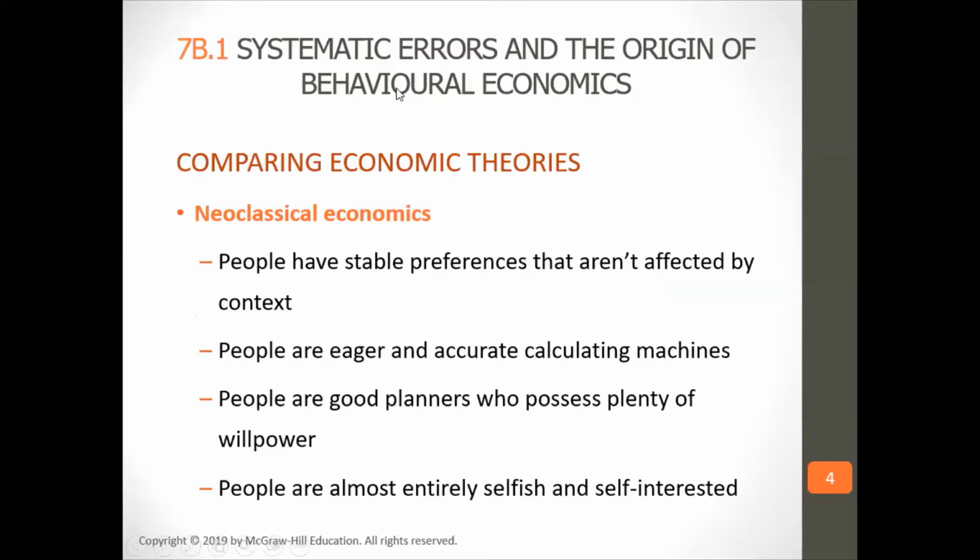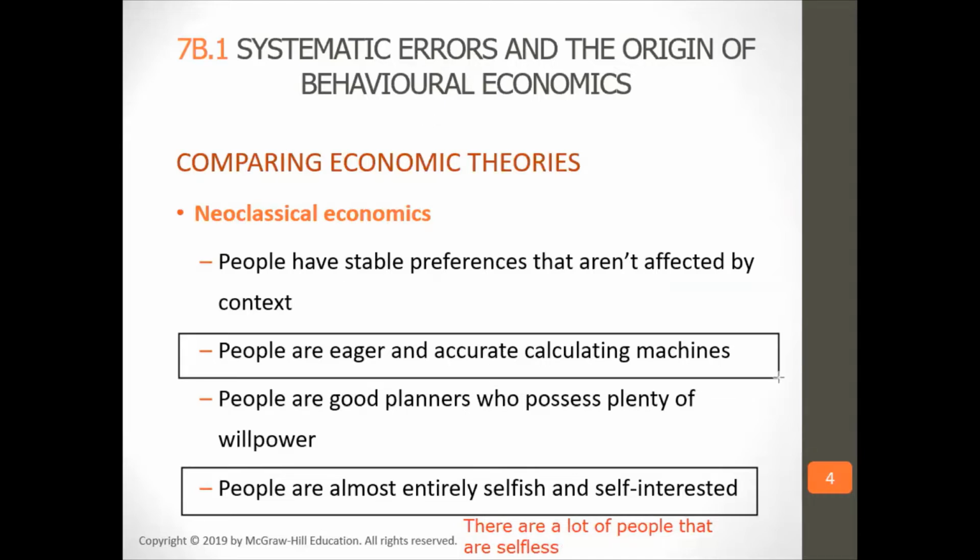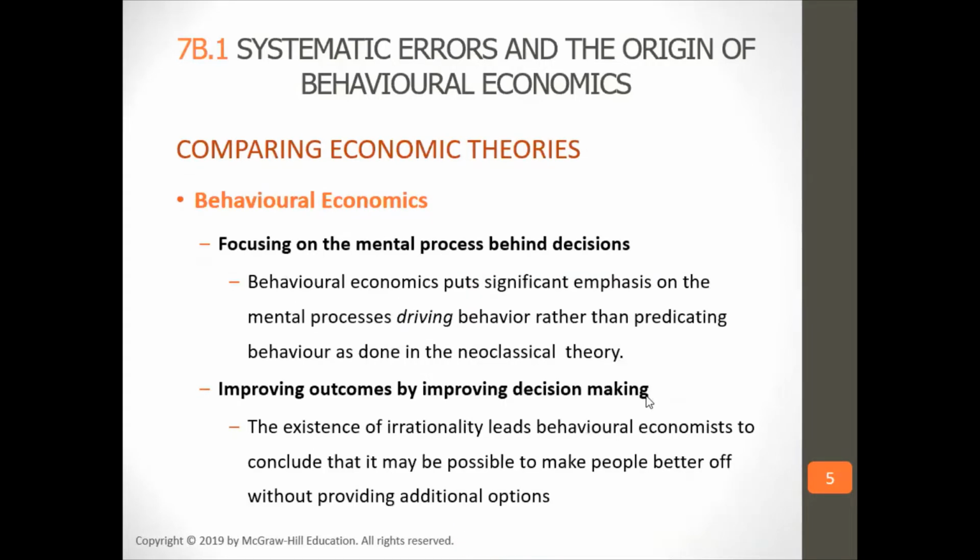This is not always true. This is not true for a lot of people. People are not always selfish. There are a lot of people that are selfless. People are not accurate calculating machines. A lot of people, like me, make a lot of mistakes. Everyone makes mistakes. And then our preferences change. So this is not always true. That's why they developed behavioral economics, to explain when neoclassical economics isn't always true.